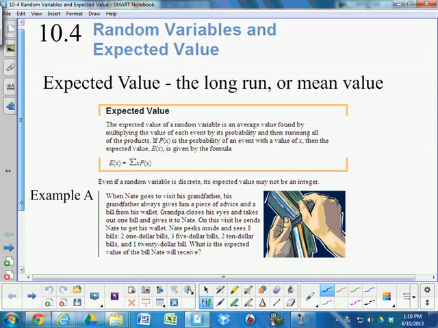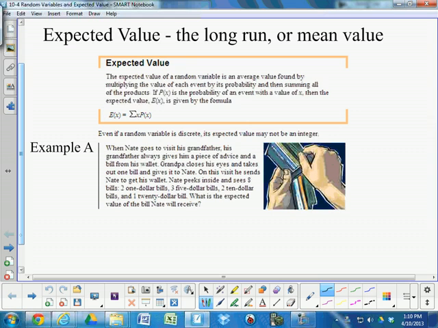So with expected value, we have this concept of predicting how much you might win or how much you might get when you play a game, or when your grandfather comes over to visit and he always gives you a piece of advice and a bill from his wallet. That's example A that we have here. So when Nate goes to visit, his grandfather gives him a piece of advice and a bill from his wallet. He closes his eyes and takes one bill out and gives it to him.